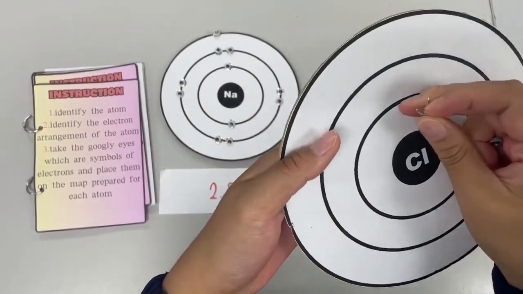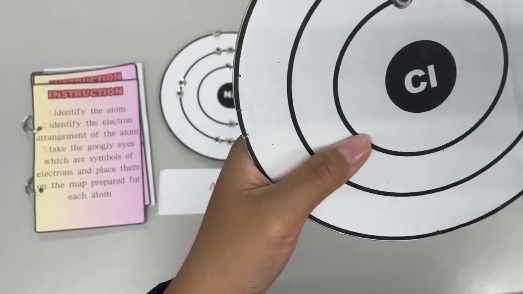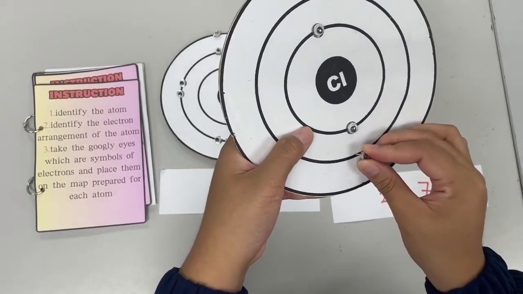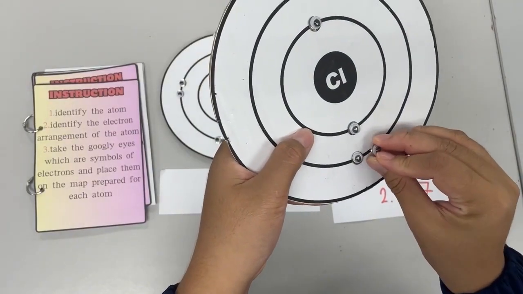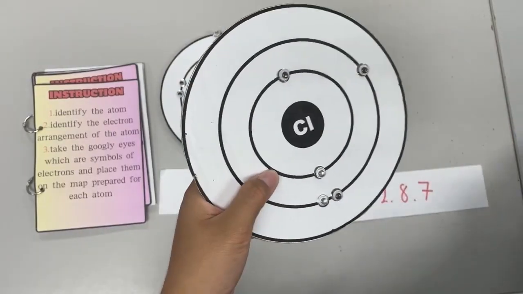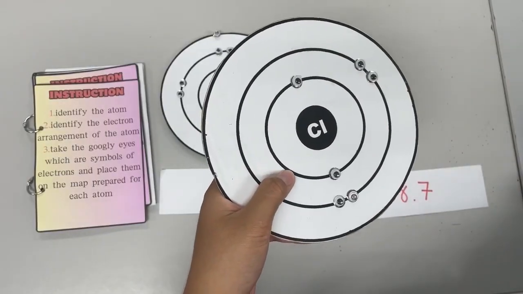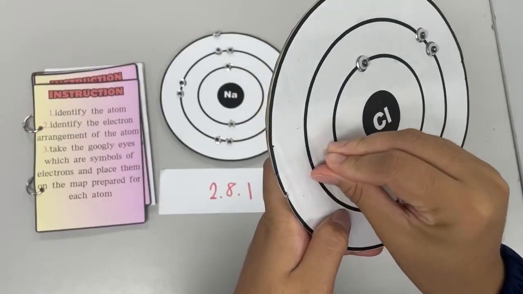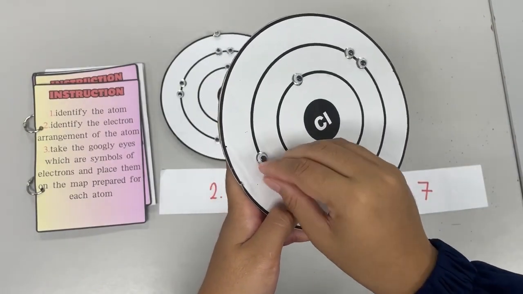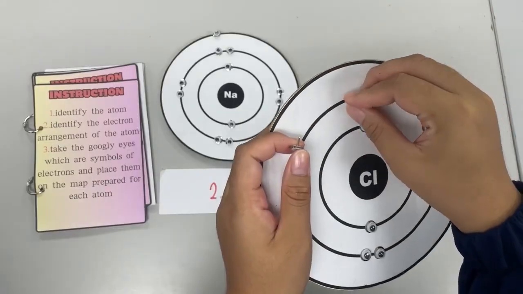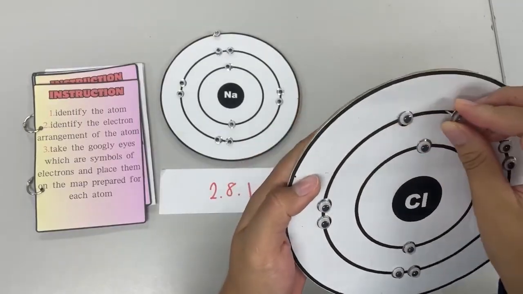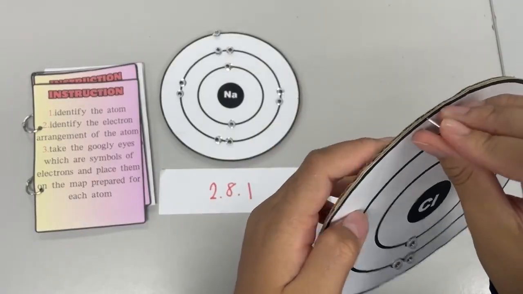So chlorine at the first we have 2, 1, 2, and then the second we have 8, 2, 4, 6, 6, 8, and the last 7.